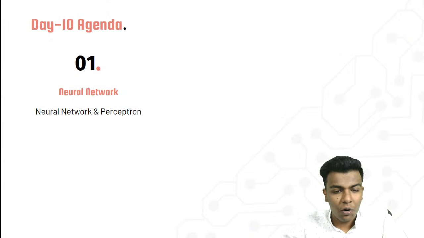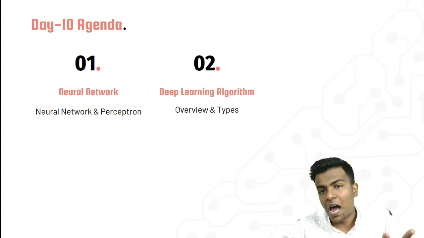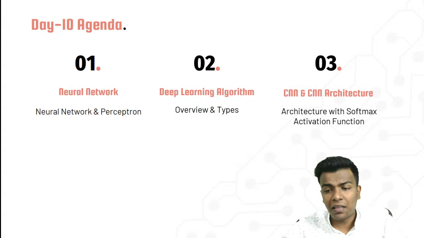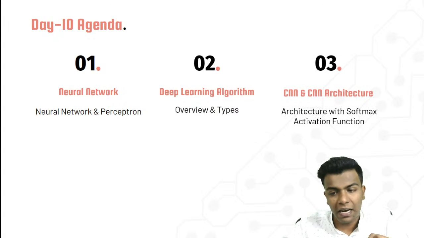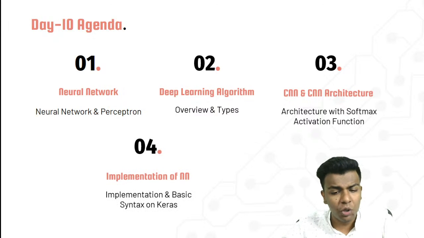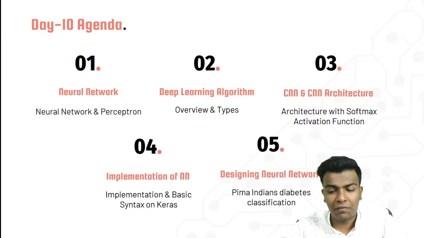In this agenda, we are going to see about the first neural network, and about a perceptron. What is meant by perceptron and those things. And we are going to move on to deep learning algorithms, an overview of these algorithms and what the types are. Then we are going to have details about CNN and CNN architecture, since CNN is more popular and greater than artificial neural network. And then we are going to implement a neural network. We are going to have that implementation part by seeing some syntax, as well as some issues while facing neural network design. And then finally we are going to design a neural network based application for PIMA Indians diabetes classification. So this is the thing which we are going to see in this session.